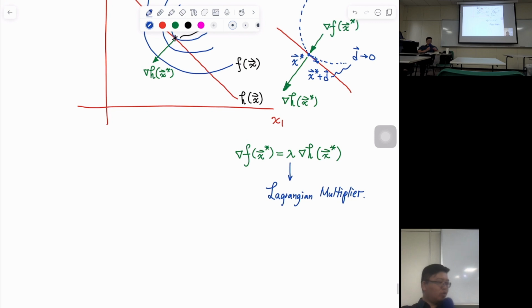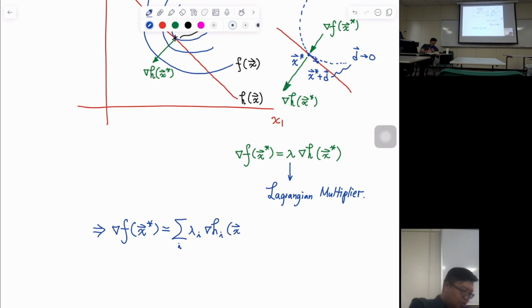What if we have multiple constraints? This relationship is still valid, but we need to upgrade the equation to this form. So this is the case when we have multiple constraints. You just have a summation of lambda i times gradient h i terms, but in this case, you have multiple lambdas. If you have 10 equality constraints, then you have 10 Lagrangian multipliers. So this is a general equation at the end.